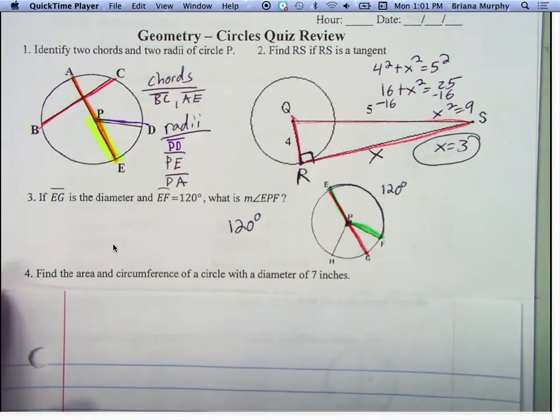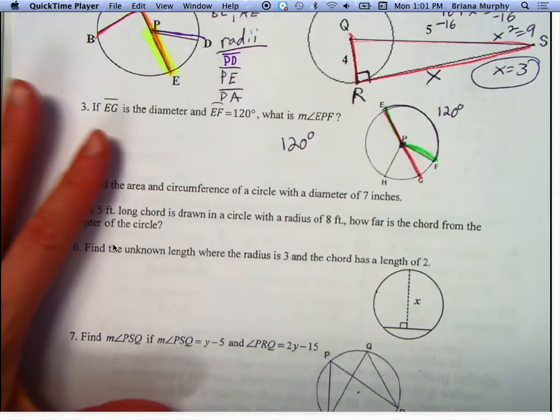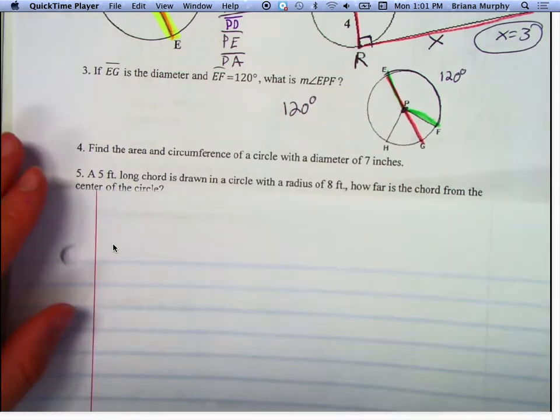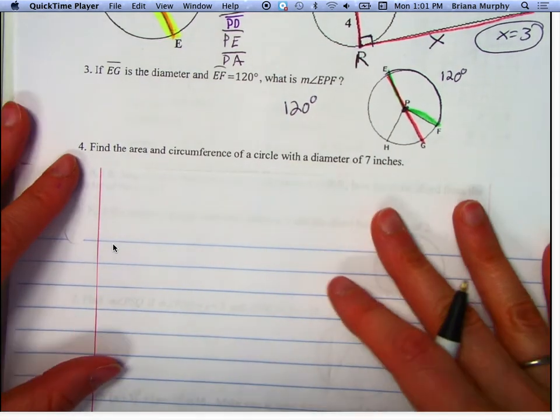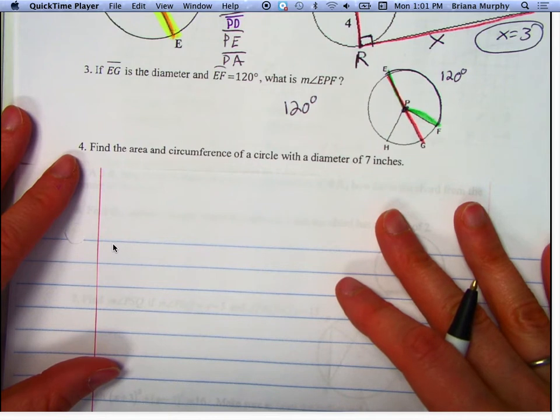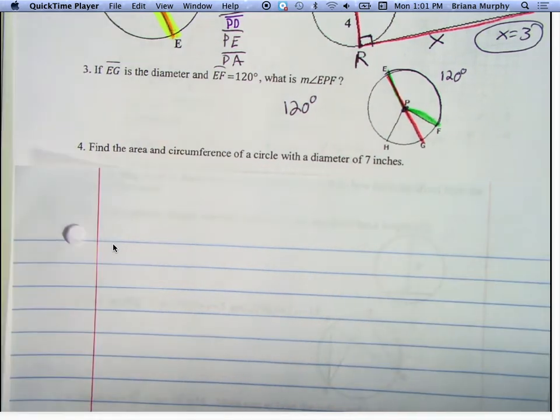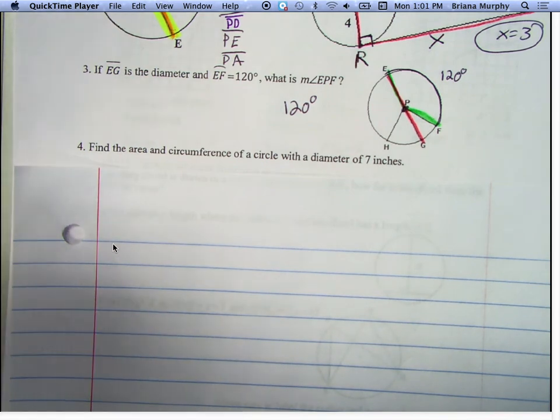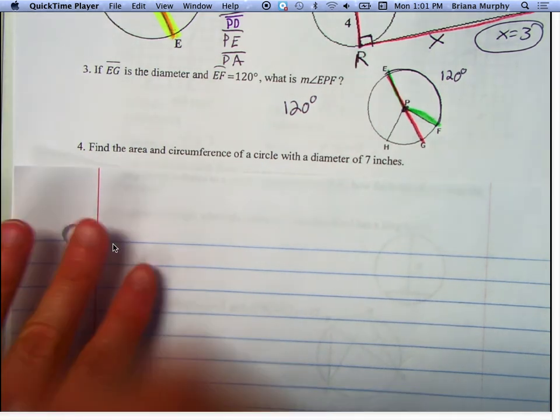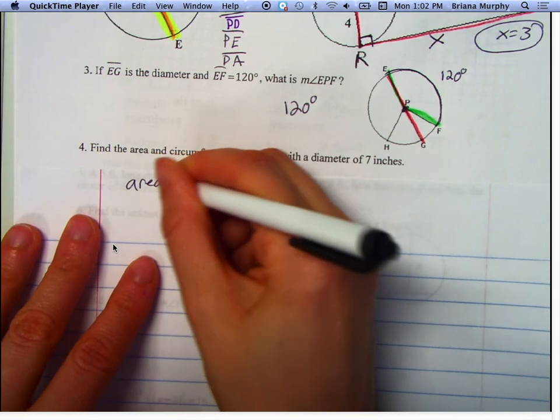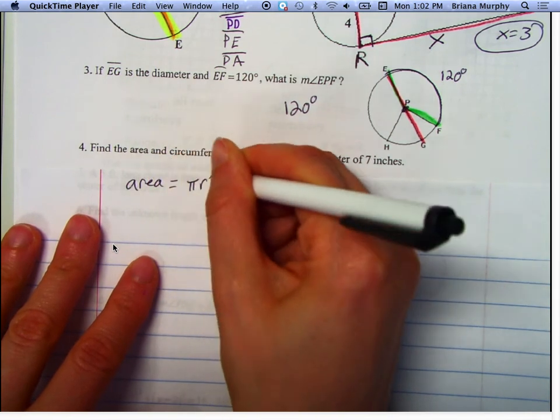Now, number 4 and 5 are pretty smushed together, so I'm going to do them on a separate sheet of paper. Number 4, find the area and circumference of a circle with a diameter of 7 inches. So first I think to myself, I need to know the equations for area and circumference. So area is pi r squared. And what is circumference?